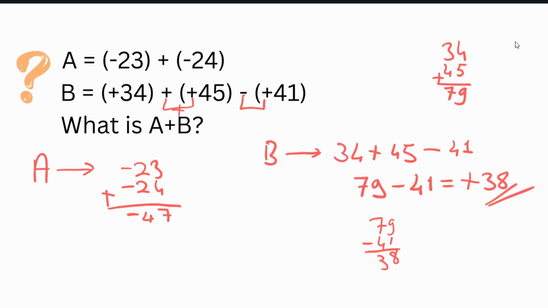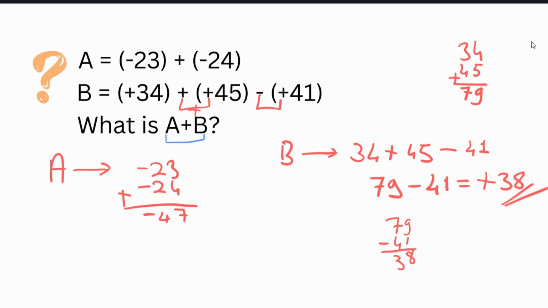The question is asking what is a plus b. We found a and b. Let's add them. Negative 47 plus 38. Sign of the biggest, and subtract them. We can just subtract here.